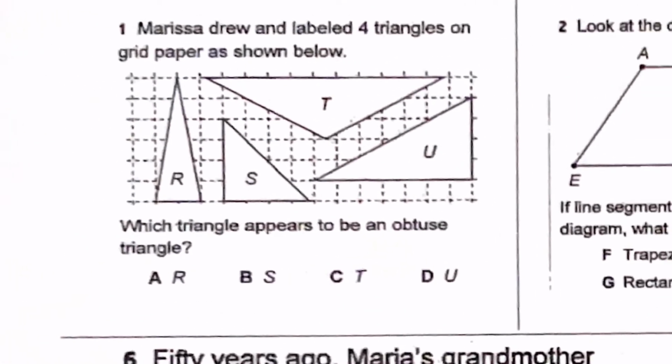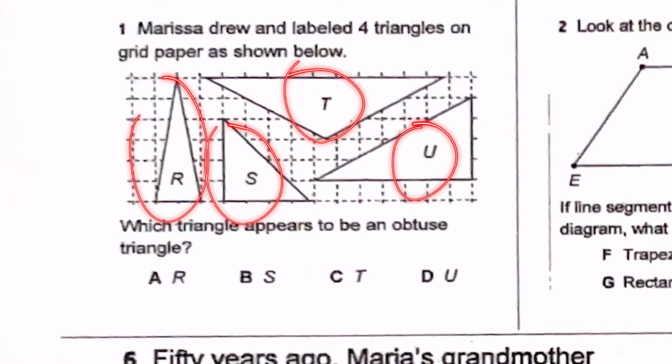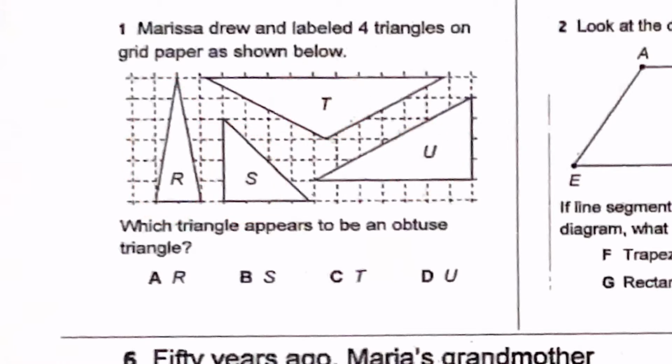Problem number 1 says, Marisa drew and labeled 4 triangles on a grid paper as shown below. So here is your grid paper and here are your 4 different triangles. They're asking you, which triangle appears to be an obtuse triangle. So you're looking for an obtuse triangle. If you remember, obtuse means greater than 90 degrees. So we're looking for an obtuse angle.